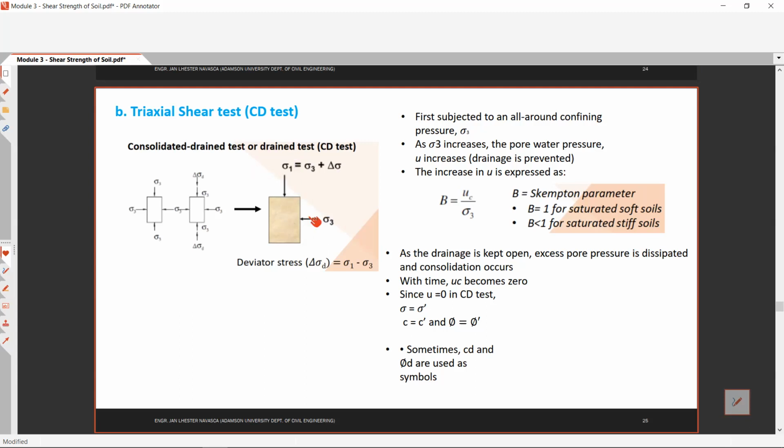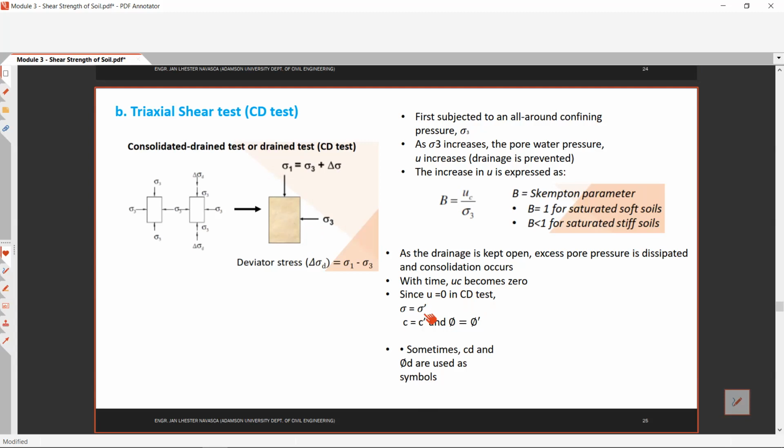So your value of the Skempton parameter, B equals 1 for saturated soft soils, and B is less than 1 for saturated stiff soils. So as the drainage is kept open, the excess pore water pressure is dissipated and consolidation occurs. So with time, U sub C becomes 0. And since U is equal to 0, the pore water pressure is 0 in the CD test.